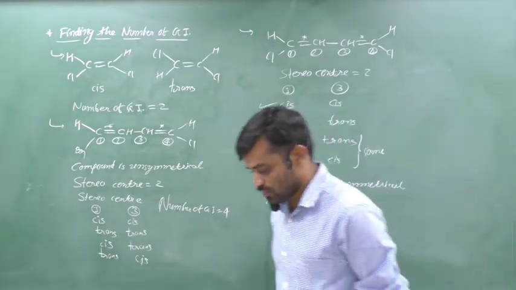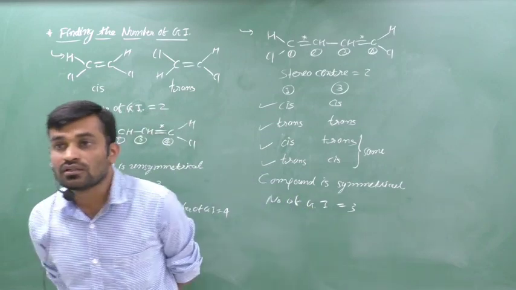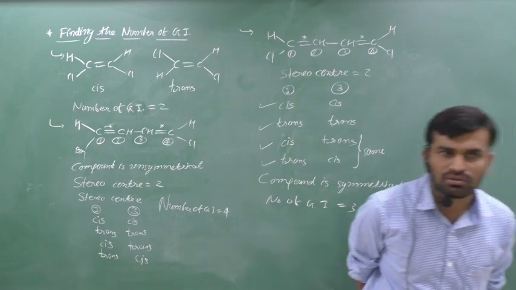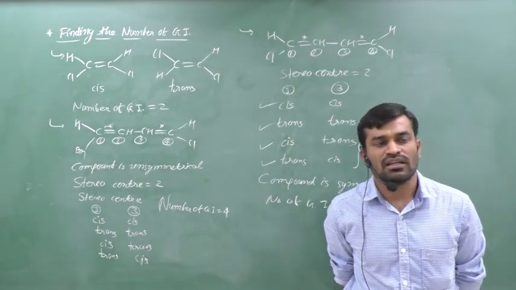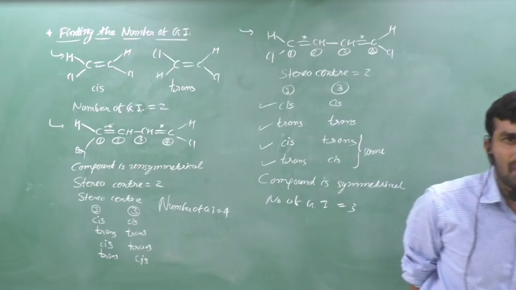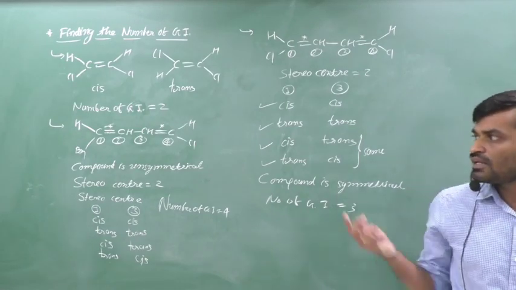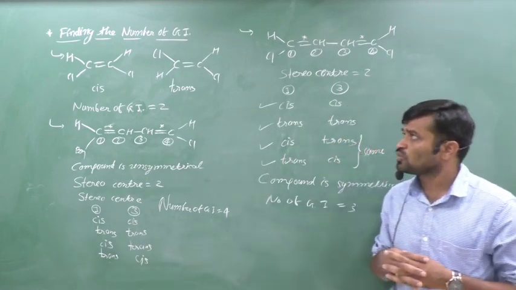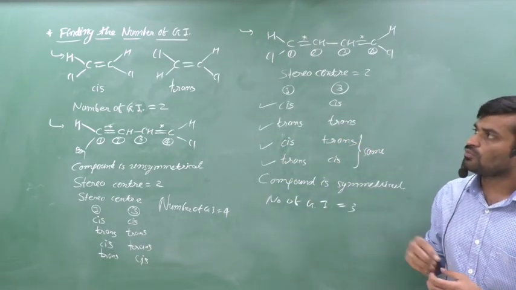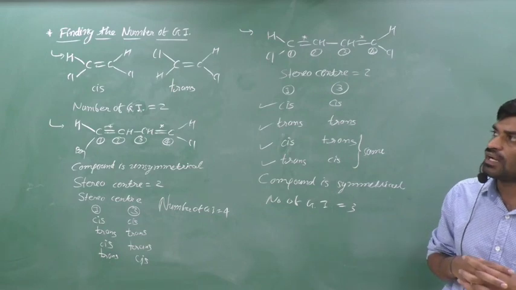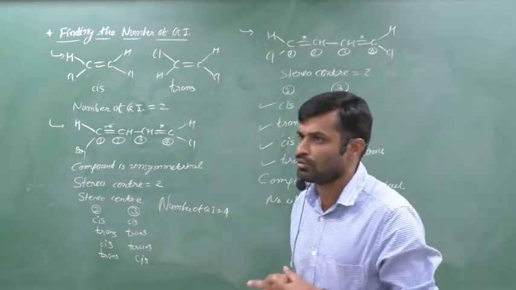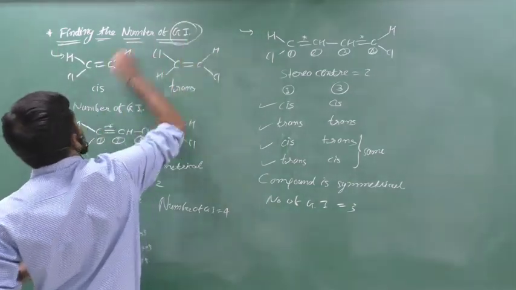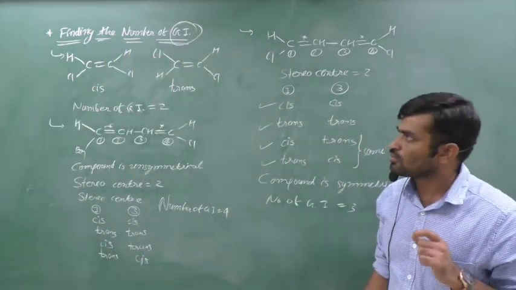In this lecture we will study finding the number of GIs in different types of compounds. Last time we completed geometrical isomerism in different compounds like alkene, nitrogen containing compounds, cycloalkane, cycloalkene, spiro compounds, allenes and biphenyls. Now if any compound can show geometrical isomerism, how can we calculate the number of geometrical isomers possible for this compound? Therefore the title is finding the number of GI. We will only calculate the geometrical isomers of the compound.